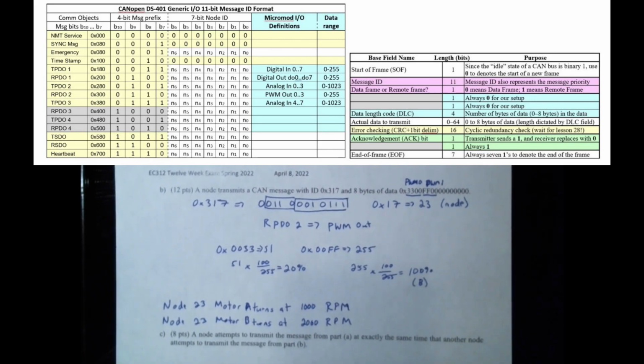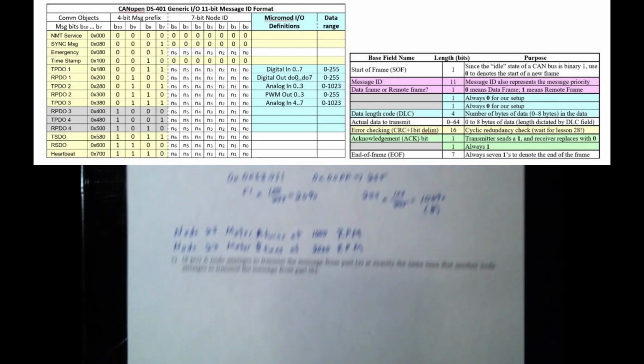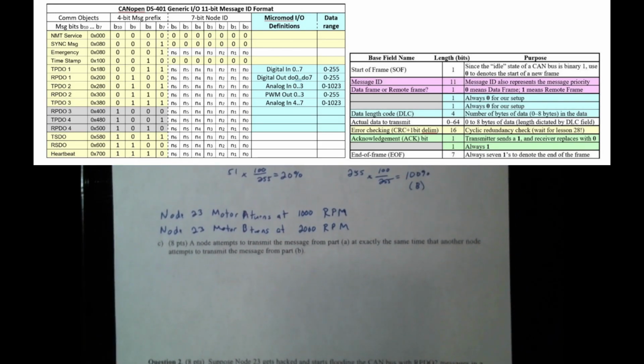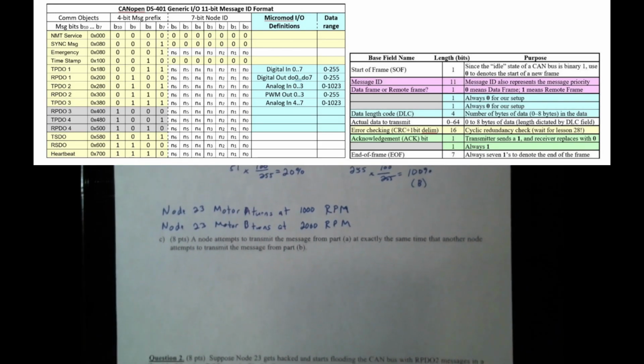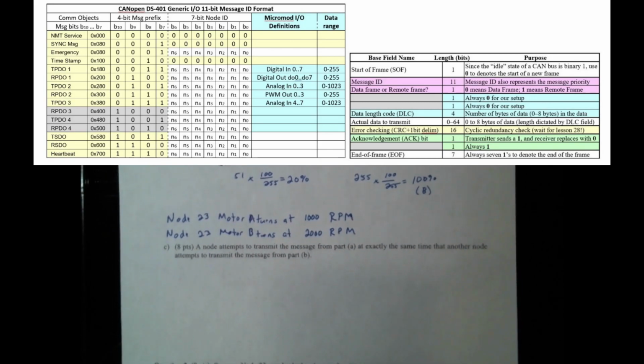Okay, and so that's it. That's all we're sending out for that message. That's the whole thing. So then part C, this is getting into the cyber attack that we looked at in reference to CAN. So it says a node attempts to transmit the message from part A at exactly the same time as another node attempts to transmit the message from part B.